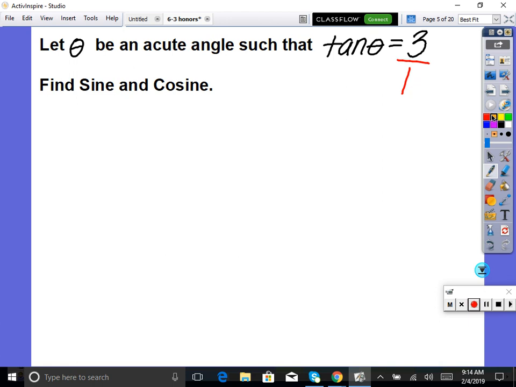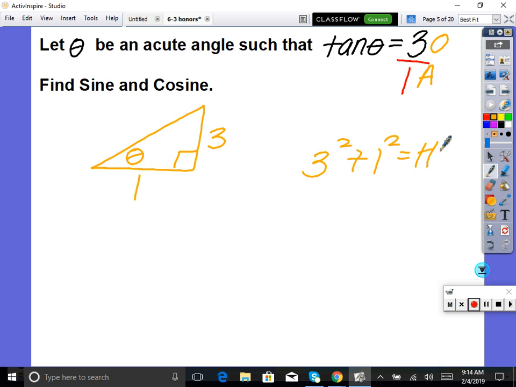Yes, so then you'd say, tangent of theta is opposite over adjacent. Agreed? Yes. So now you would draw a right triangle. Put a theta first. My opposite is 3. My adjacent's 1. So let's do Pythagorean theorem. 3 squared plus 1 squared equals hypotenuse squared. 10 equals hypotenuse squared. Then my hypotenuse must be root 10.